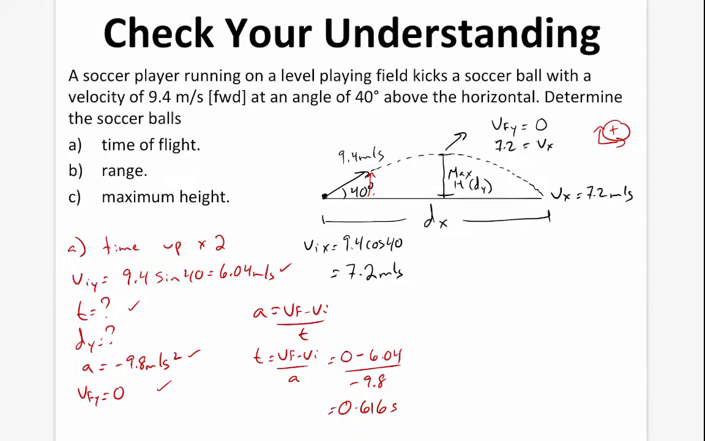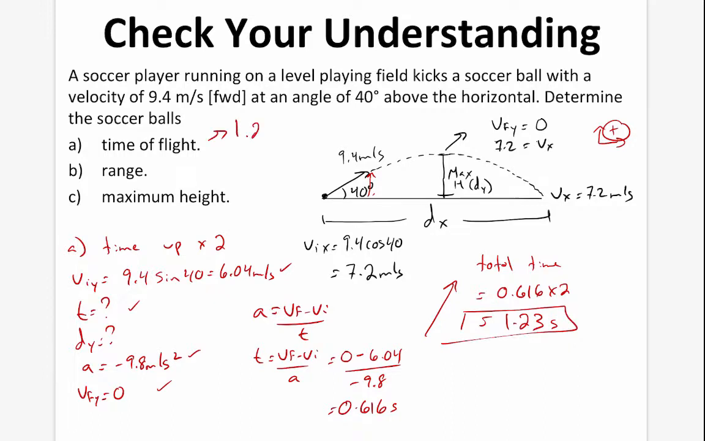seconds. So our total time is going to equal 0.616 times 2, which equals 1.23 seconds. So that's our total time, the time it takes to go up and then the time it takes to come down combined. So that's A, 1.23 seconds. We need 2 sig digs, and technically we need 1 with this 40, but let's use 2 to make the question a little bit more realistic. 1.2 seconds. That's our total time.